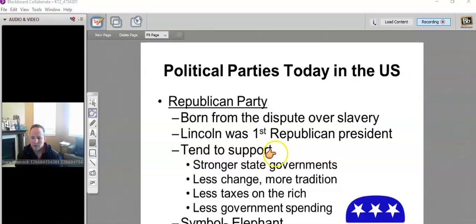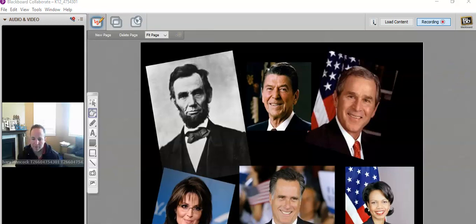Okay. All right, so let's talk about the Republican Party real quick. The Republican Party was born from the dispute over slavery. Lincoln was the first Republican president. They tend to believe that state government should be stronger than the federal government, less change and more of the traditional way that things have been, less taxes on the rich, and less government spending. And their symbol is the elephant. So that's just some of the things that they agree with. There's a lot more, but we can't go through all of them.